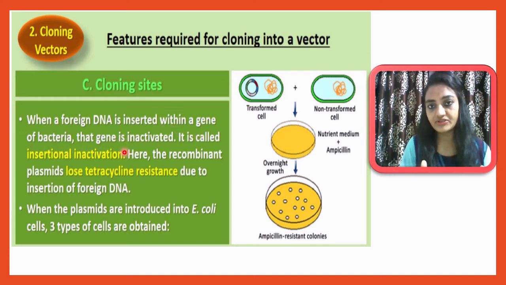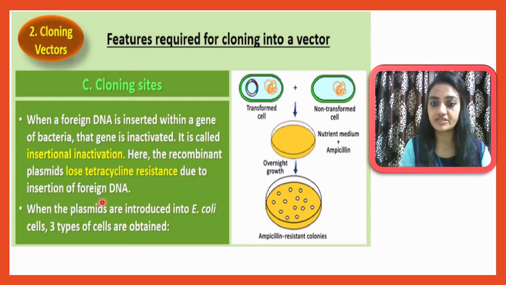As I told you, BamHI is working on the tetracycline resistance gene. It will cut the tetracycline resistance gene, and as a result, the gene which is responsible for tetracycline resistance no more works, and that gene will be inactivated. It is called insertional inactivation. As a result of insertion of a DNA, that is the alien DNA, that inactivation occurs, and that's why it is called insertional inactivation. Here the recombinant plasmid loses its ability for tetracycline resistance due to insertion of a foreign DNA.